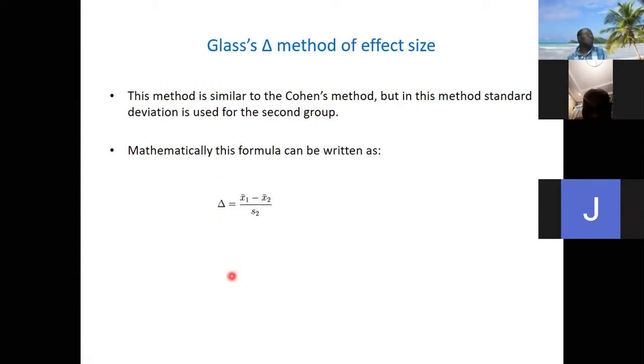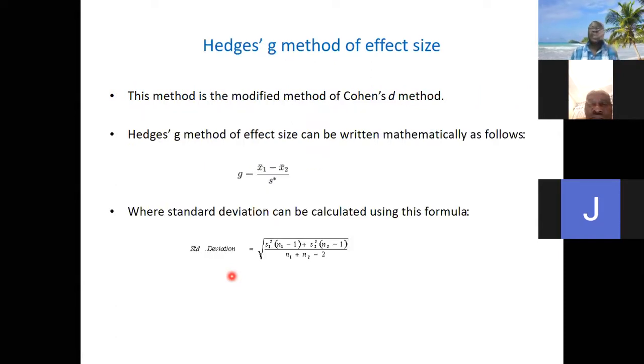Then Glass also came with his own. It's a free world. You can come if you have a superior argument. So many intelligent people came with different things. This method is similar to Cohen's method, but in this method, the standard deviation is used for the second group. So we're likely to get something close. Then Hedges also came with his own method, which is a modified version of Cohen's D method.